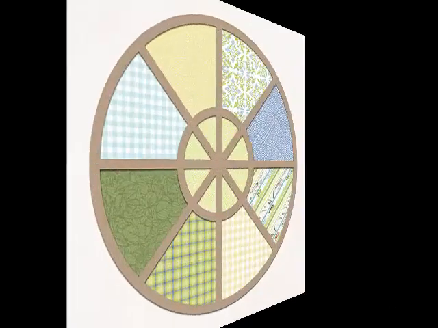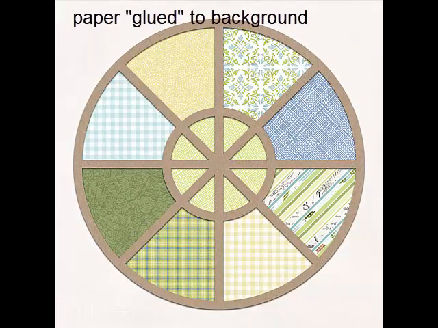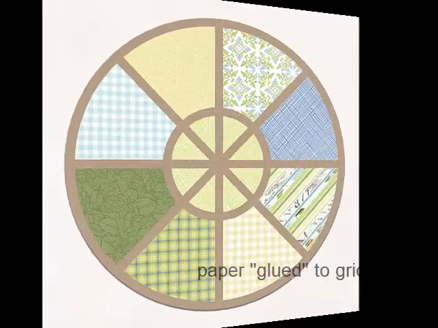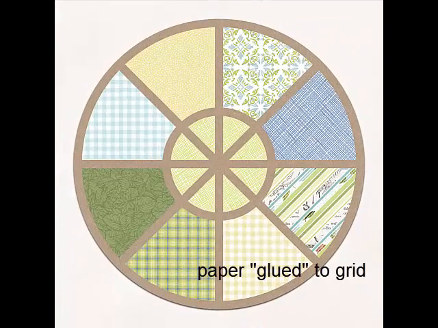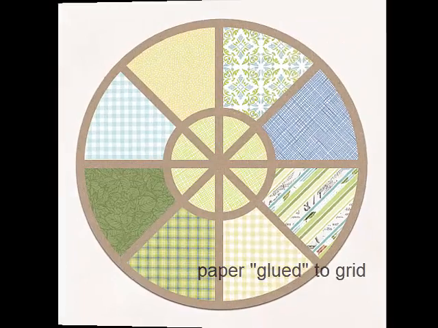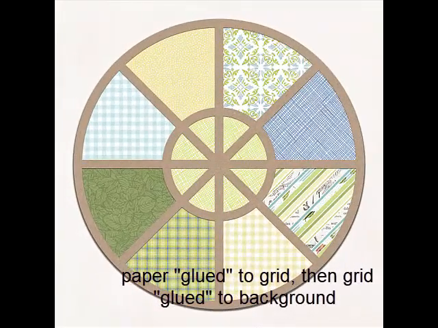One question several of you have had about the grids is how to change the way the paper is attached to the grids. By adjusting the shadows, you can make the paper look like it's either glued to the grid or glued to the background paper, so you can get the look that you want to achieve.